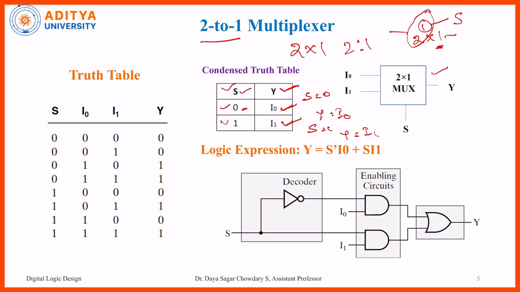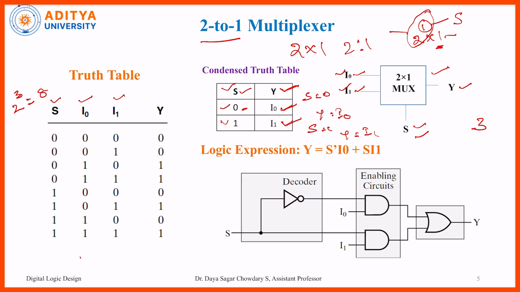If we observe the block diagram, I0 and I1 are the two inputs, S is the selection line and Y is the output. S is a selection line, but we can also consider it as an input. So now the inputs are 3: S, I0 and I1. With 3 inputs, the combinations are totally 8.